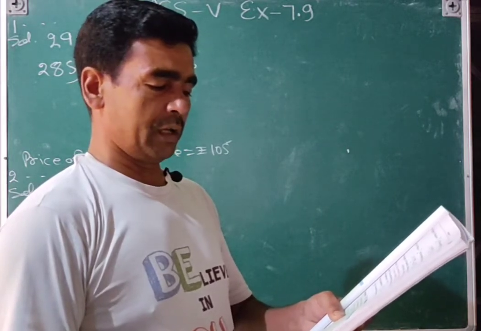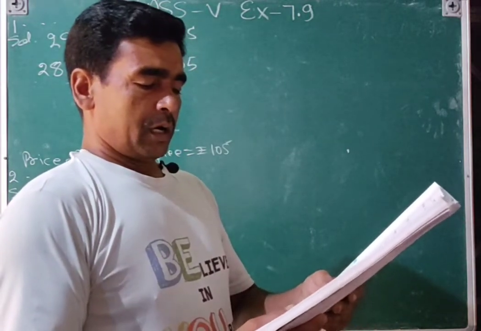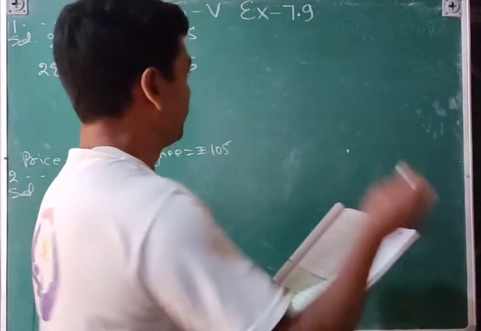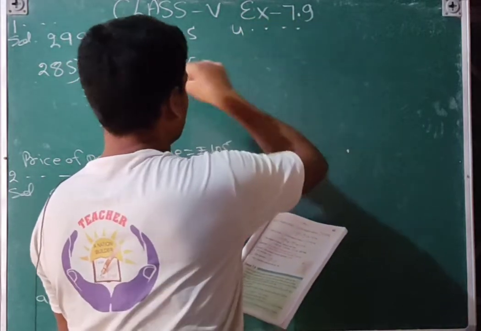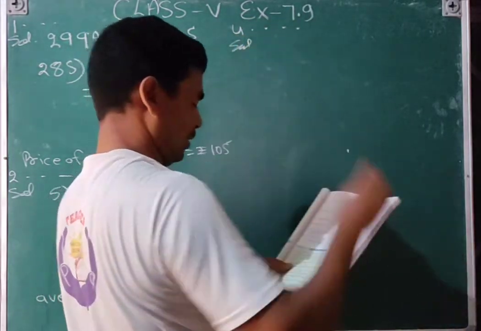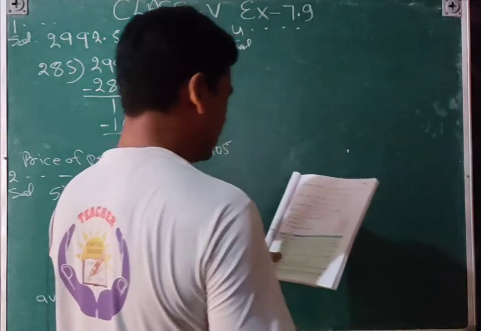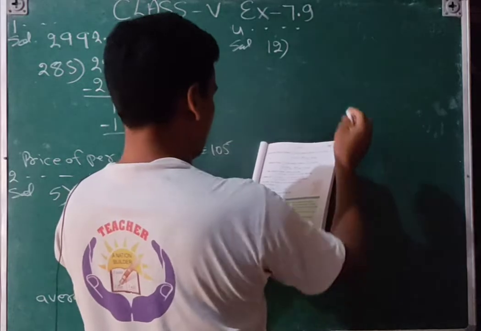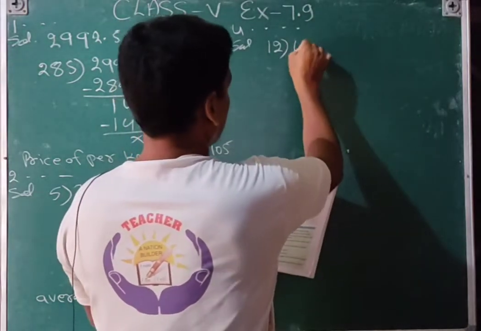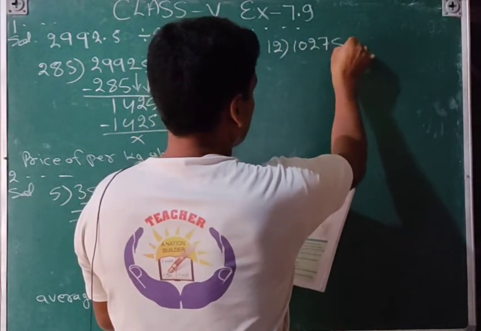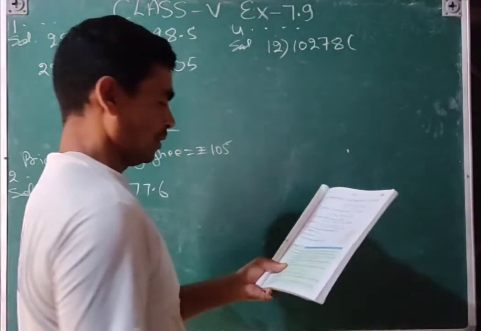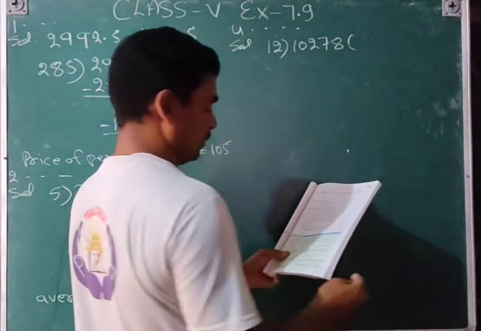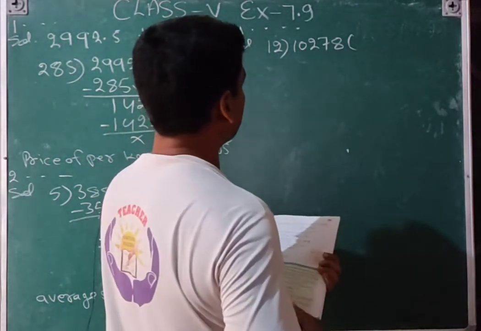Fourth question. A man earns rupees 10,278 in a year. If he earns the same amount every month, find his monthly income. So monthly income is, you know that 1 year is equal to 12 months. So we will divide 10,278 by 12. That first will go 8 times.